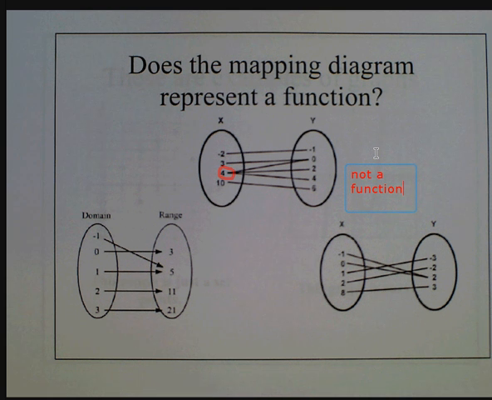All right, let's look at the next example. Example number 2. One line, one line, one line, one line, one line. So this one is a function. And if we look at the third one, one line coming from 1, one line coming from 0, one line coming from -1, one line coming from 2, and one line coming from 8. So this one is a function.